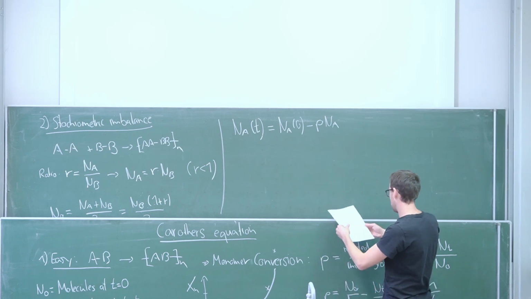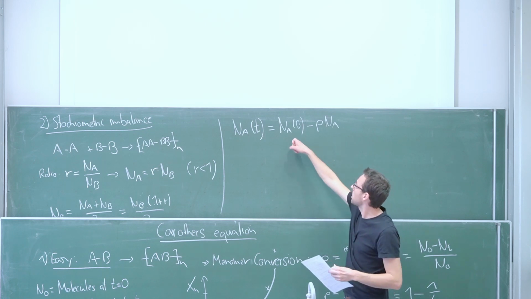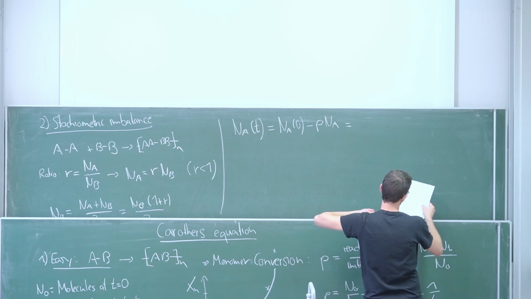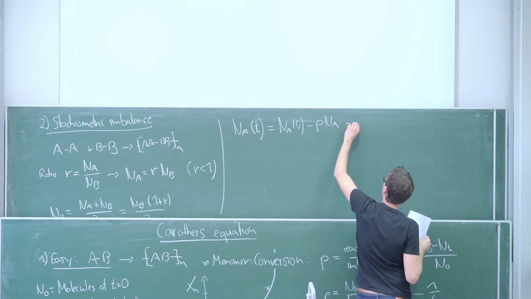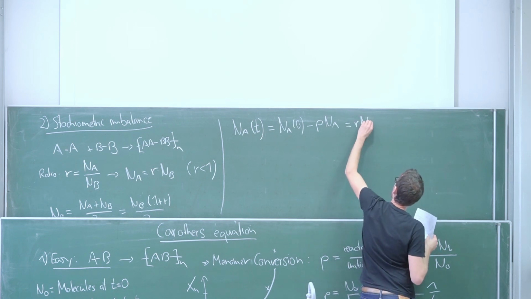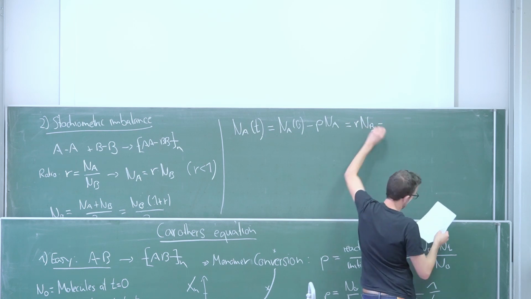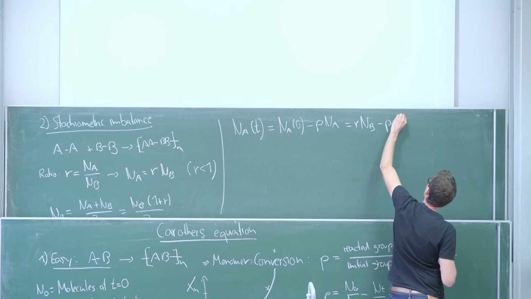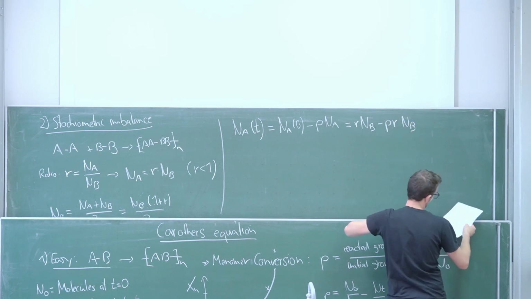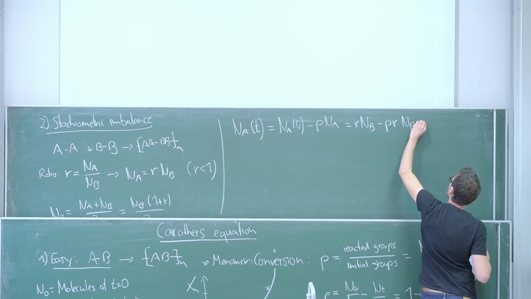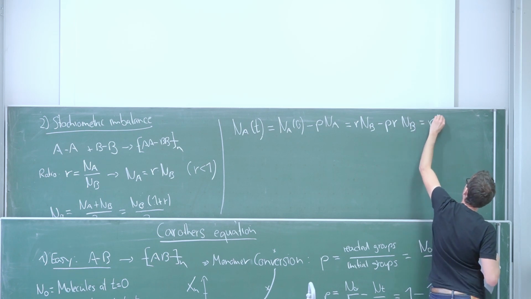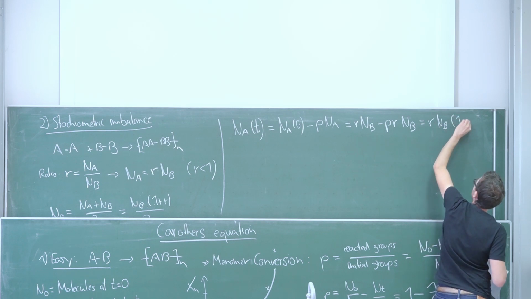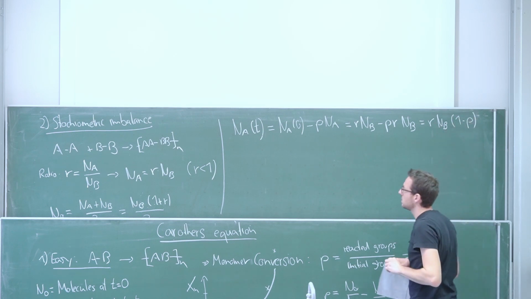And now we can also express everything in terms of Nb, and you will see in a second why I do this. So this will be R Nb minus P R Nb, or simply R Nb times (1 minus P).